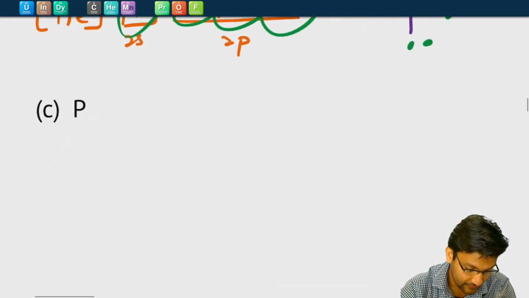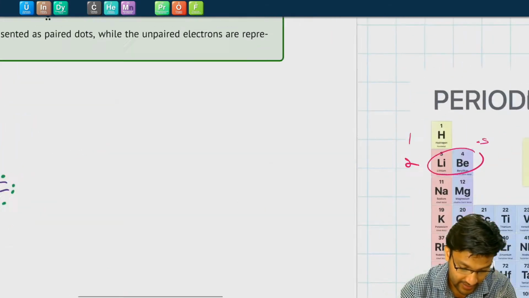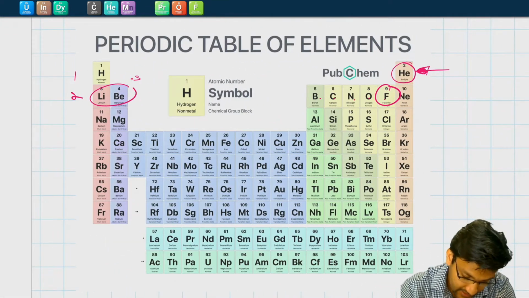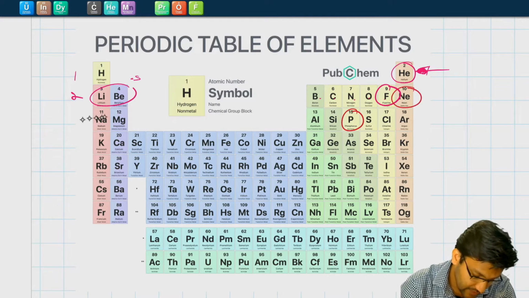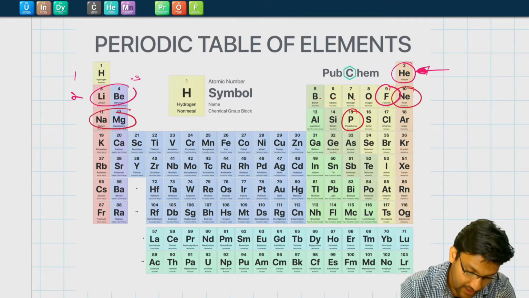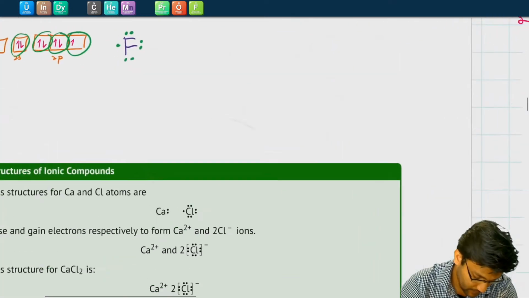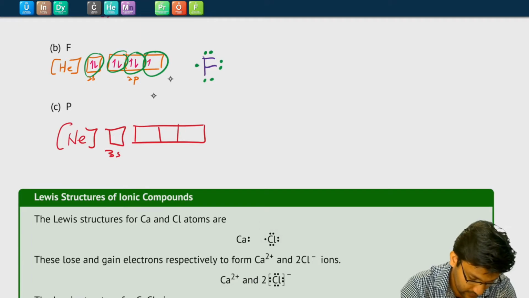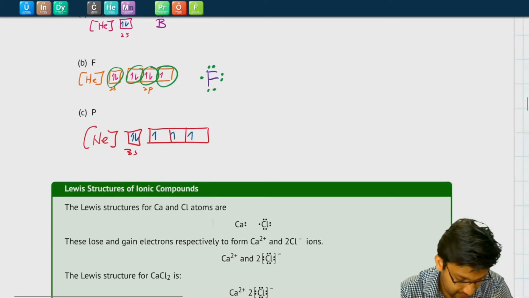Let's look at phosphorus. Again, we can do this a little bit faster. So phosphorus is here on the periodic table. So we can start with neon, and then this will be 3s2, 3p1, 2, 3. So we'll have neon, 3s2, 3p3. So 1, 2, 3. That's phosphorus.